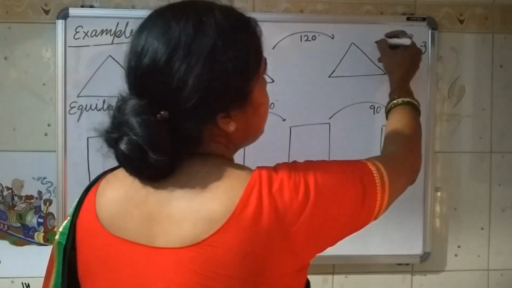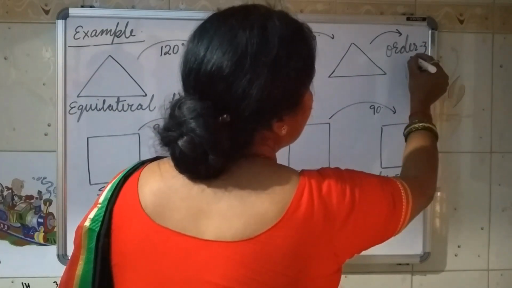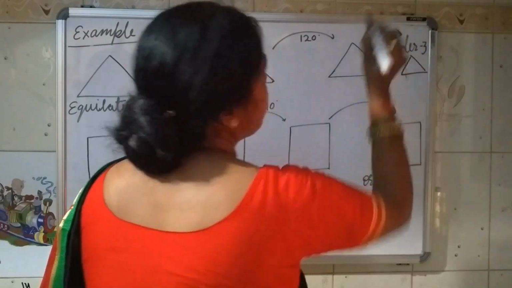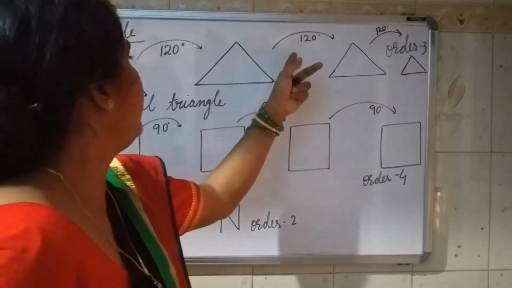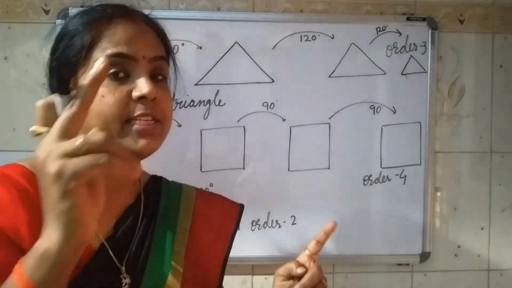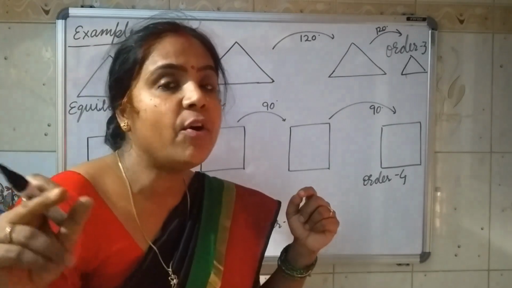Since there is no place, I am not able to draw one more rotation, and that also is of 120 degrees. Okay. So 120, 120, 120, that is 360 degrees. It means a complete rotation is 360 degrees. From where did this 120 come? An equilateral triangle has all 3 sides equal.